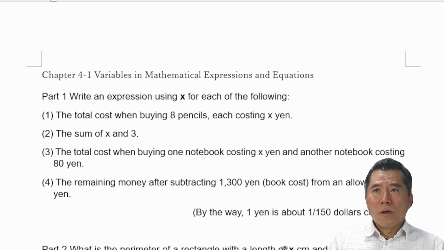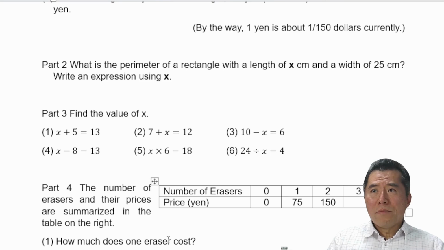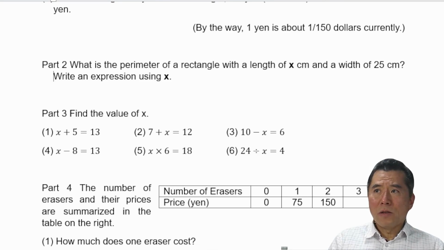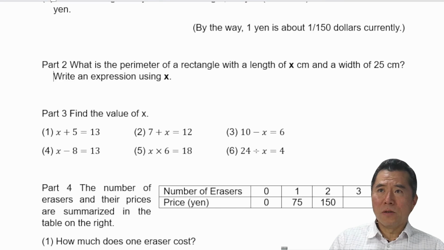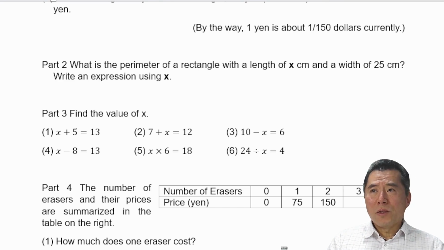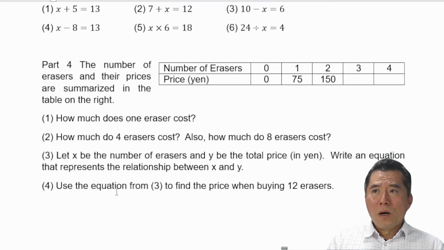So we're gonna create expressions using x. And part 2. What is the perimeter of a rectangle with the length of x centimeters and the width of 25 centimeters? So we are gonna write an expression using x. And number 3. This is just a calculation of x. And part 4. Given a table, you are going to create an equation, and using that equation, you are going to calculate something. Alright, now let's get started.